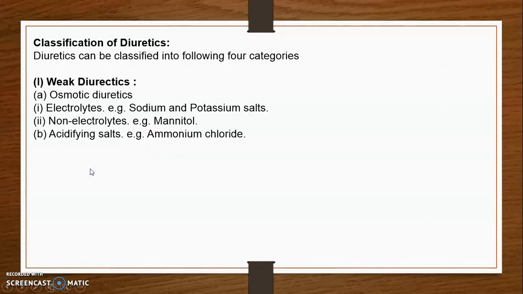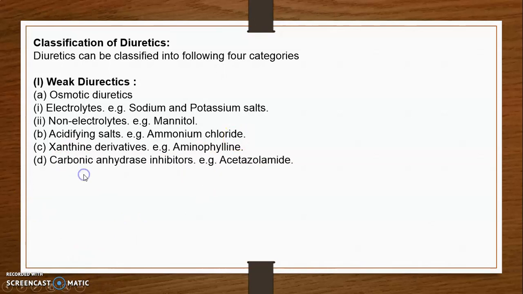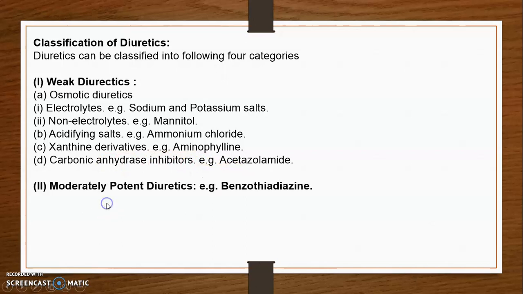Then next category of weak diuretic is the acidifying salt. Example of acidifying salt is ammonium chloride. Then the next category of the weak diuretics is the xanthine derivatives. Xanthine derivatives example is the aminophylline. Then the next category of the weak diuretic is carbonic anhydrase inhibitor. Example of it is acetazolamide.